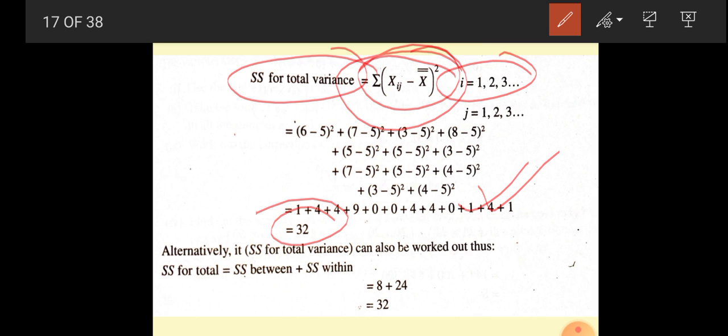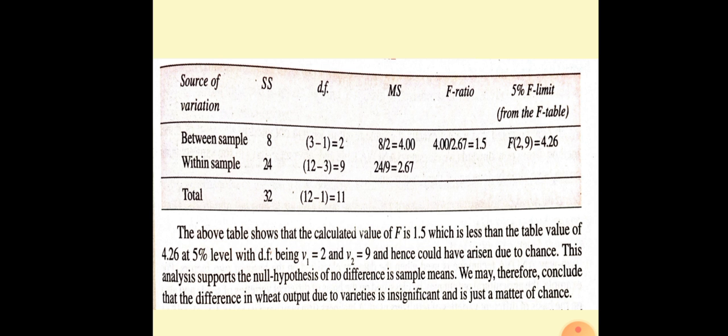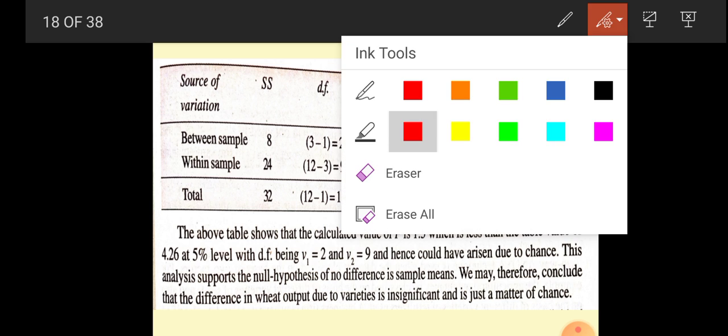Alternatively, SS for total variance can also be worked out, and the formula for SS total is SS between plus SS within. We have got SS between 8 and SS within 24. So just add 24 and 8, you will get 32. Next is how to calculate this.